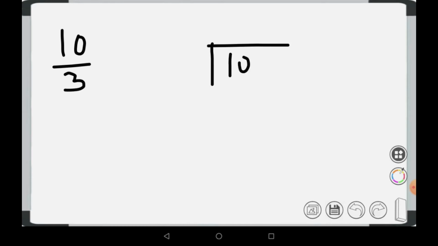Hello everyone. In this session we are going to revise division of a polynomial by another polynomial. Before we start, let us understand a few of the basics of the division algorithm. Suppose you are given that you have to divide 10 by 3. In general notations we write it like this.